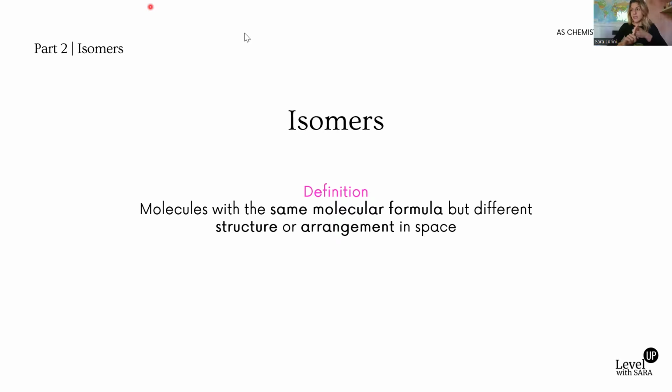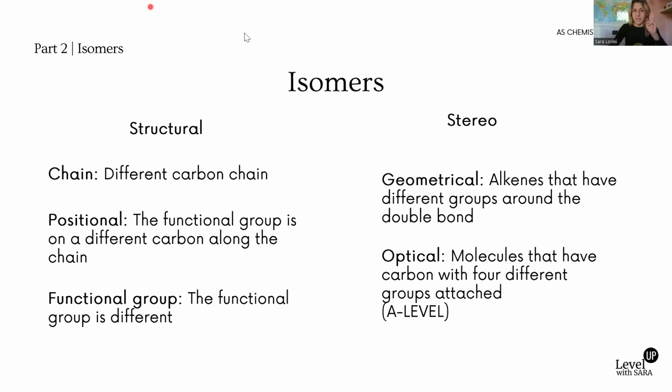Definition of isomers: molecules with the same molecular formula but different structure or arrangement in space. Important: structure or arrangement in space, because we have structural and stereoisomers. The different structure is the structural isomer, of course, and stereo would be the different arrangement in space. Now, for structure, we have chain, positional, and functional group. Chain isomer, different carbon chain, you can just chop it up and then name it differently. Positional, check if the functional group can be in different positions. And of course, if the name is different, it means that it's a different molecule. Functional group isomer is the trickiest one to work out.